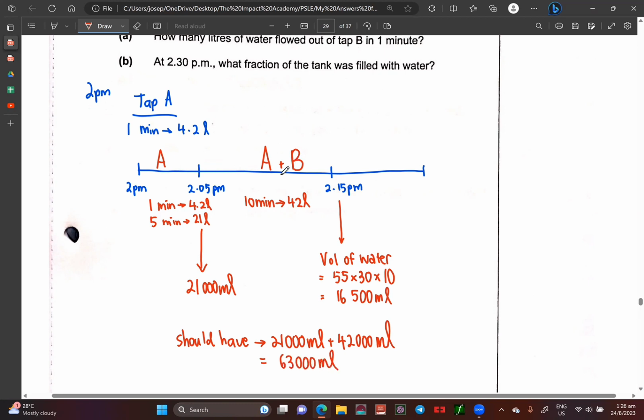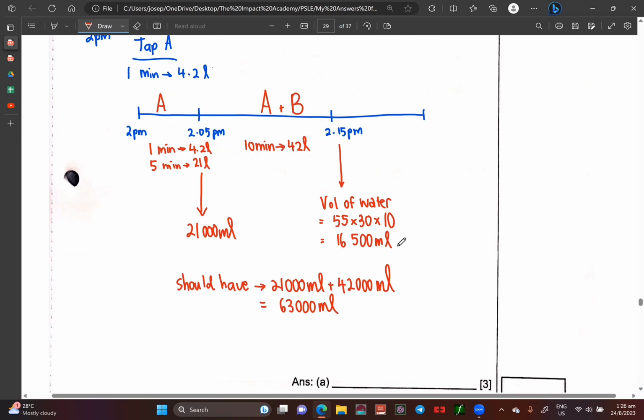But why is it that I have only 16,500? So that is basically what B has taken out. This is the amount of water B has taken out. So 63,000 ml minus away 16,500 ml, we get an answer of 46,500 ml. So this is what B has taken out in a span of 10 minutes.